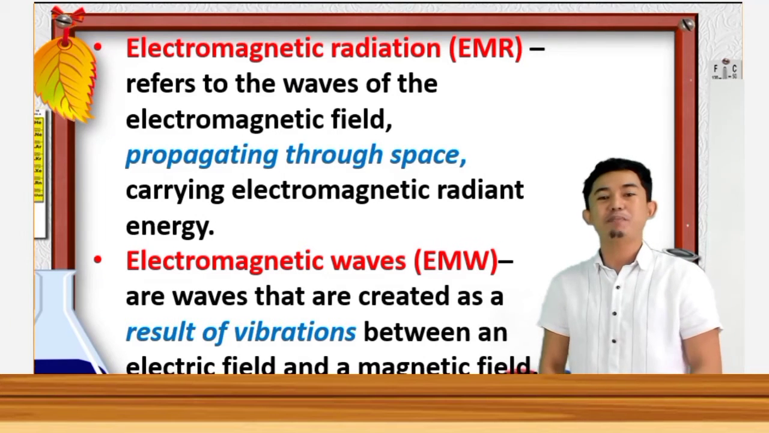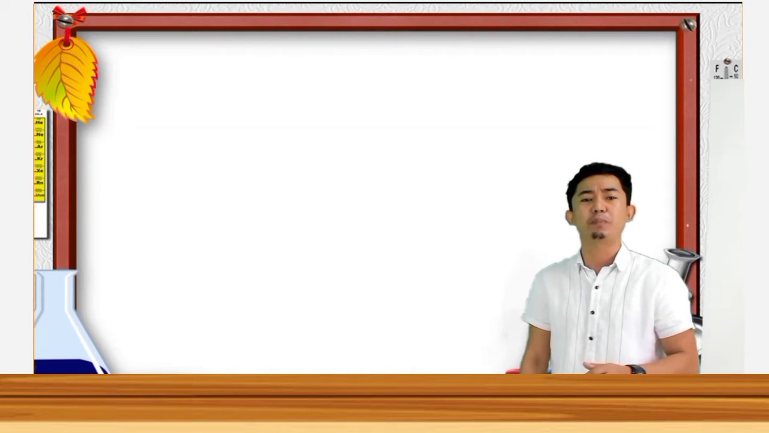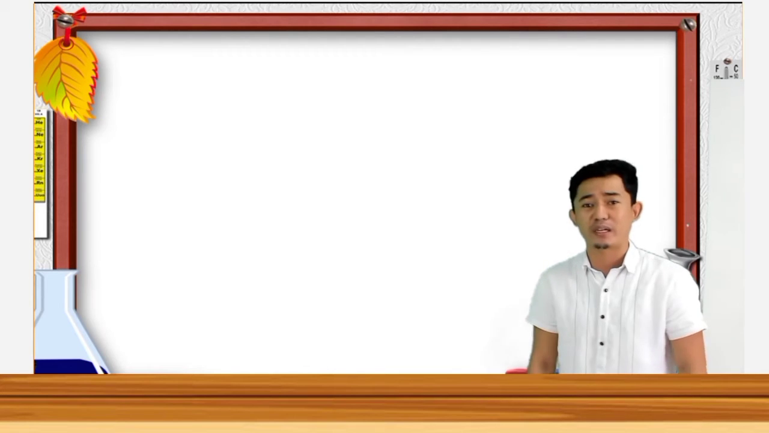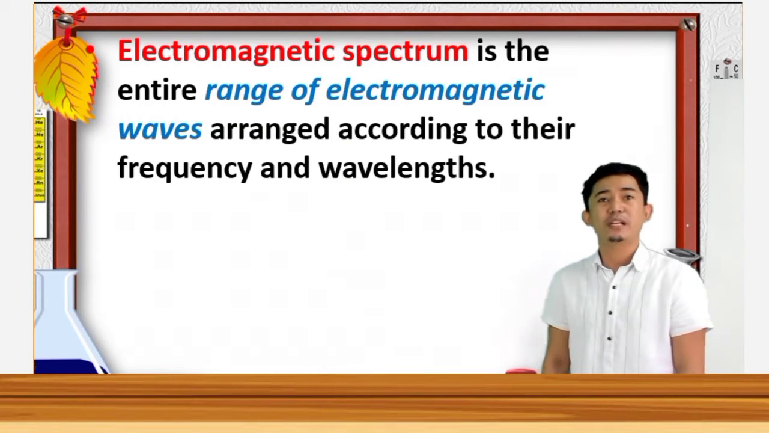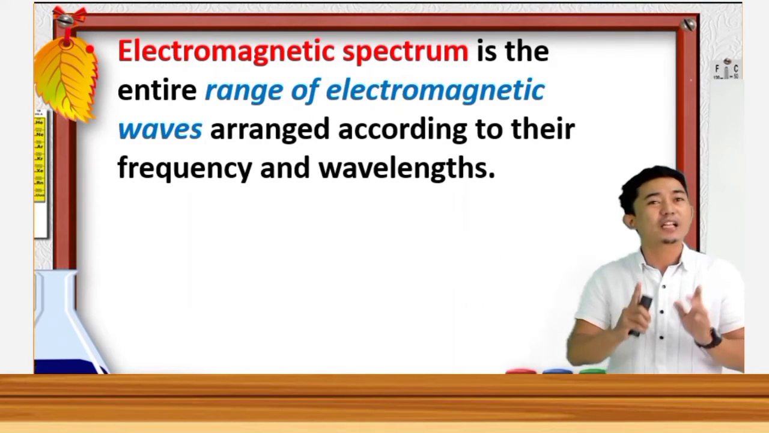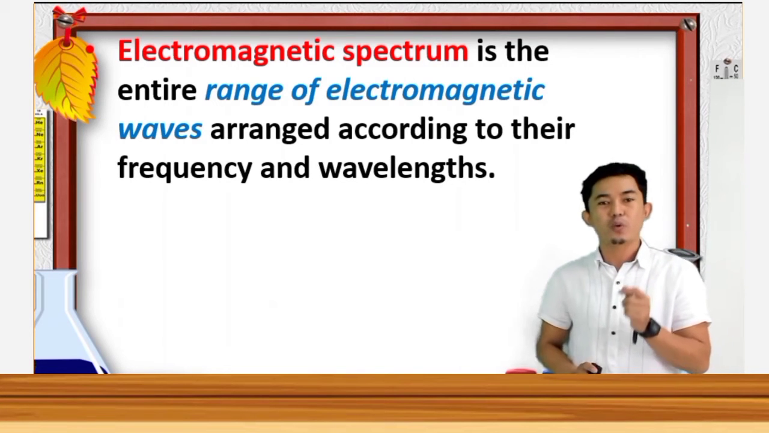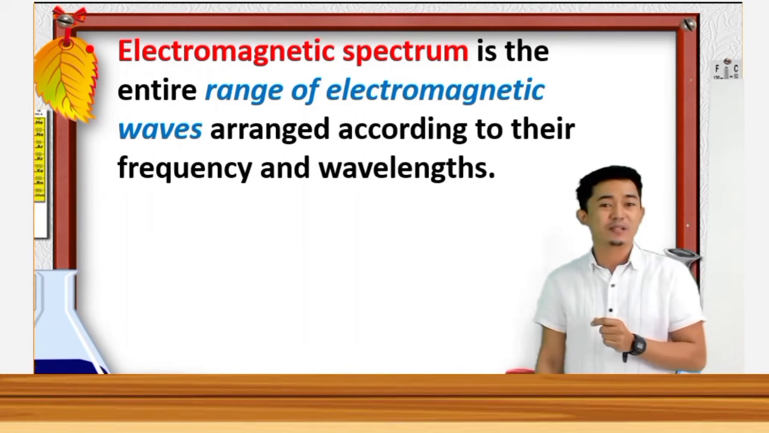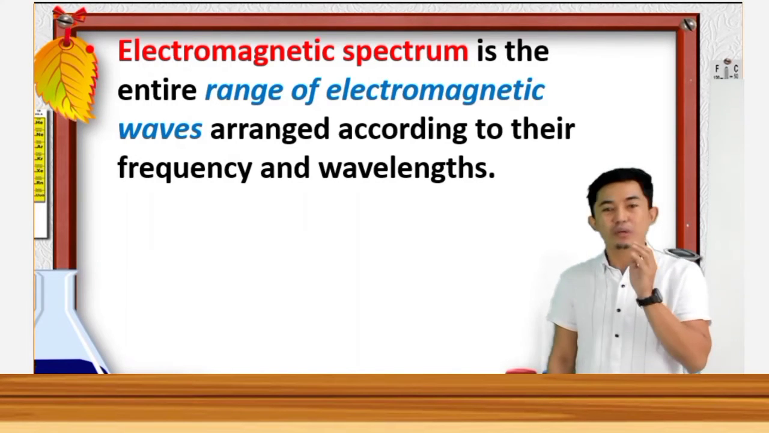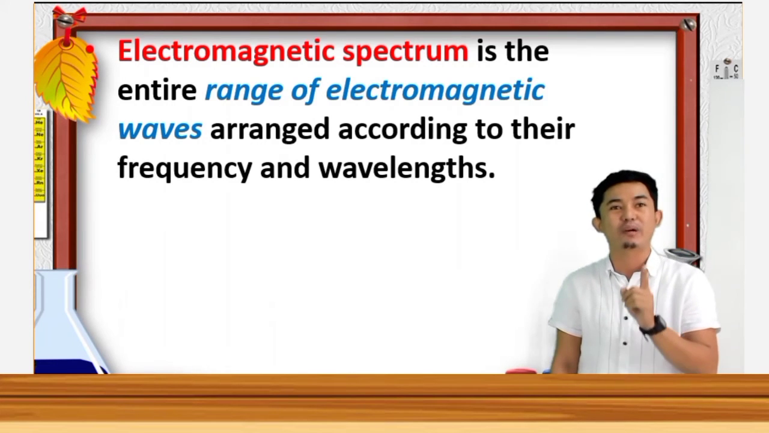Now, aside from that, we need also to define the meaning of electromagnetic spectrum. I know you are familiar with the electromagnetic spectrum. When we say electromagnetic spectrum, it is the entire range of electromagnetic waves arranged according to their frequency and wavelengths. So, in this electromagnetic spectrum, I want you to remember the highlighted words such as range of electromagnetic waves.